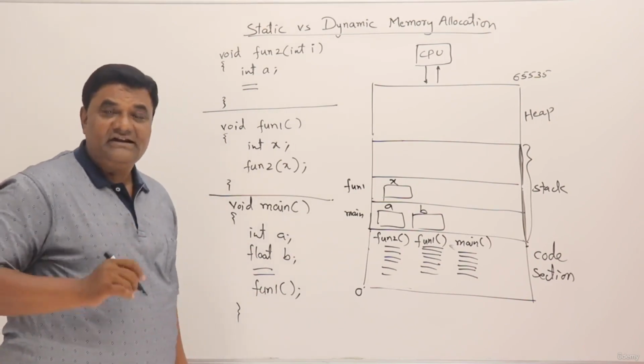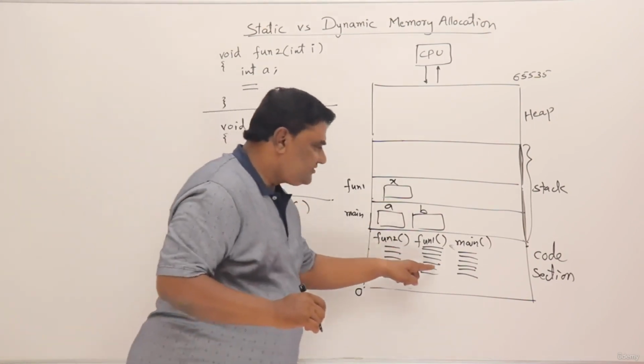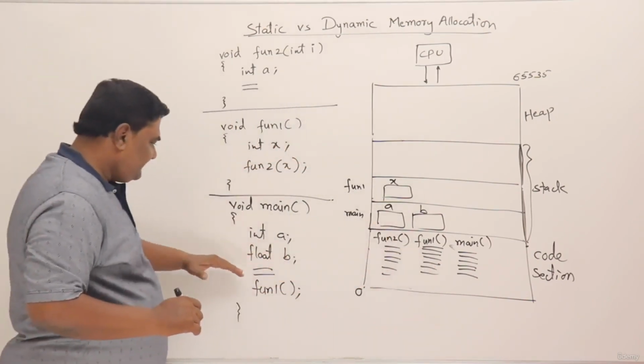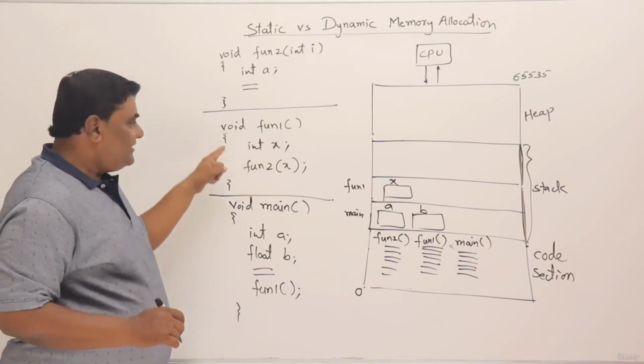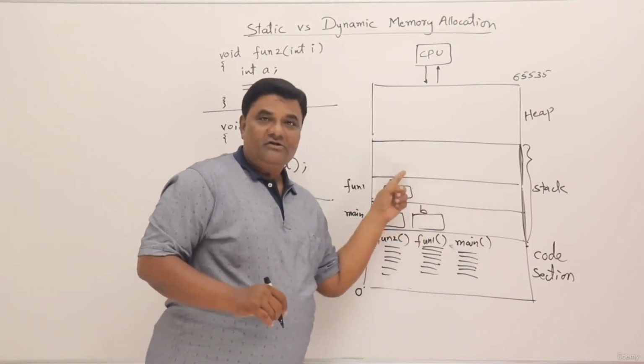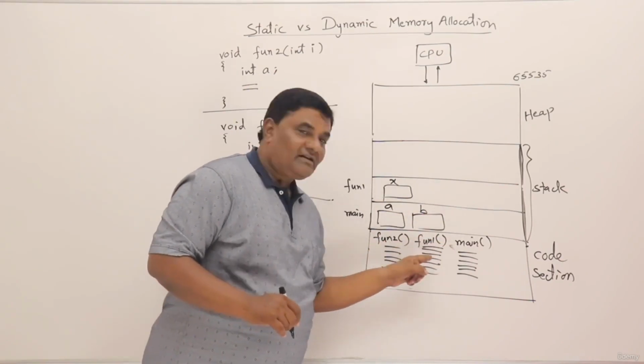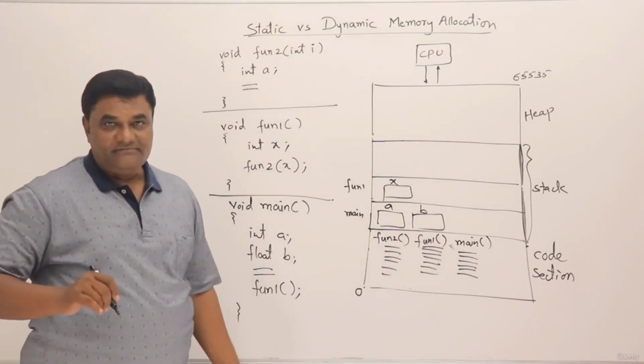Right now, which function is executing? Currently function fun1 is executing because we have called it from here. So this topmost activation record belongs to which function? The currently executing function, that is fun1.